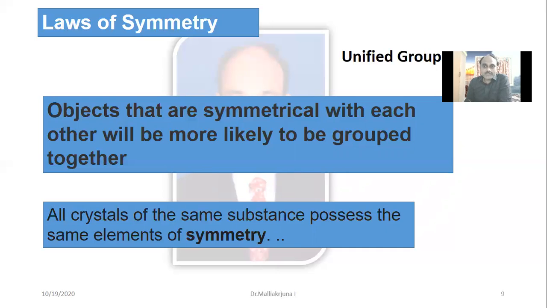Any number of objects, or any different type of objects, that exhibit the same amount of symmetry will be grouped together. That is the unified group. And why is this symmetry being introduced into the crystal system? Why is the concept of symmetry needed for the study of crystallography?